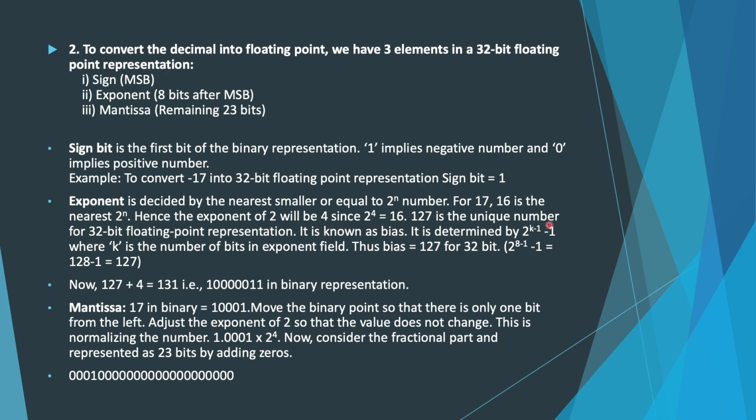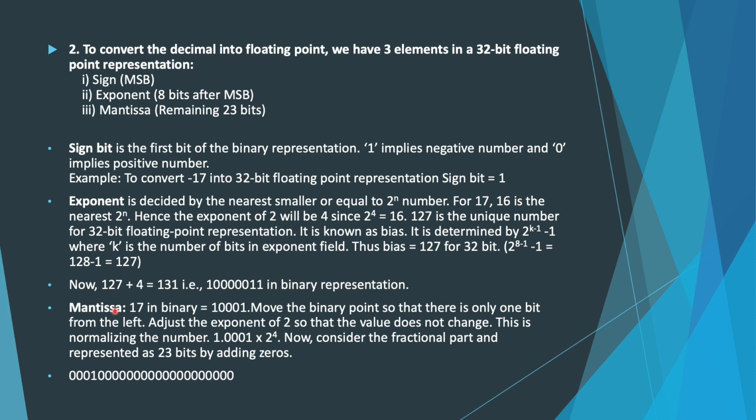127 is the unique number for 32-bit floating point representation. It is known as bias. It is determined by 2 raised to the power k minus 1, minus 1, where k is the number of bits in the exponent field. Thus, bias equals 127 for 32-bit. Now, 127 plus 4 equals 131, that is 1, 5 times 0, 1, 1 in binary representation.